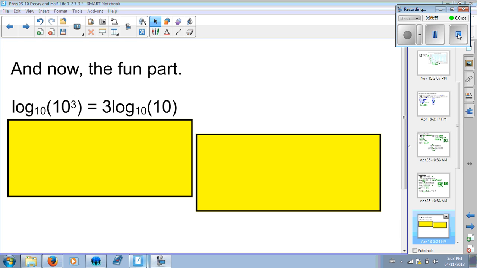So make sure at this point, review your exponents and take a look at what I've just told you about logarithms. Practice making some logarithm exponent relationships on your calculator. See you in a bit.